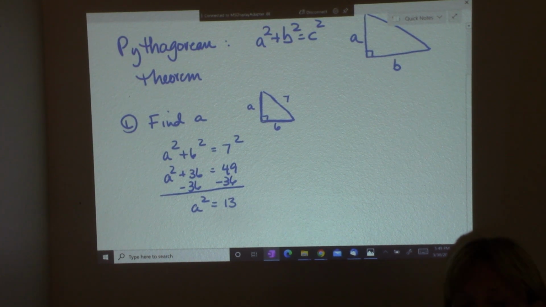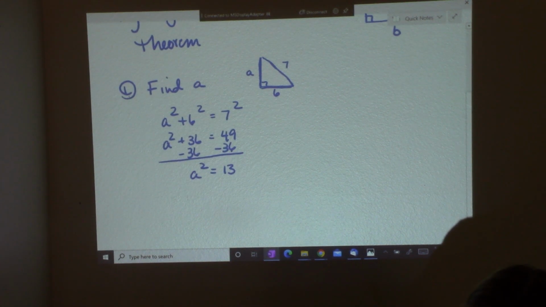Now the reason why this lesson comes up in this chapter 11 is because we've been working with square roots. And I, as a teacher, as well as every other math teacher out there, wouldn't want you to try to figure this out unless you know how to do a square root. So here, we're going to take the square root, and I get A equals the square root of 13.